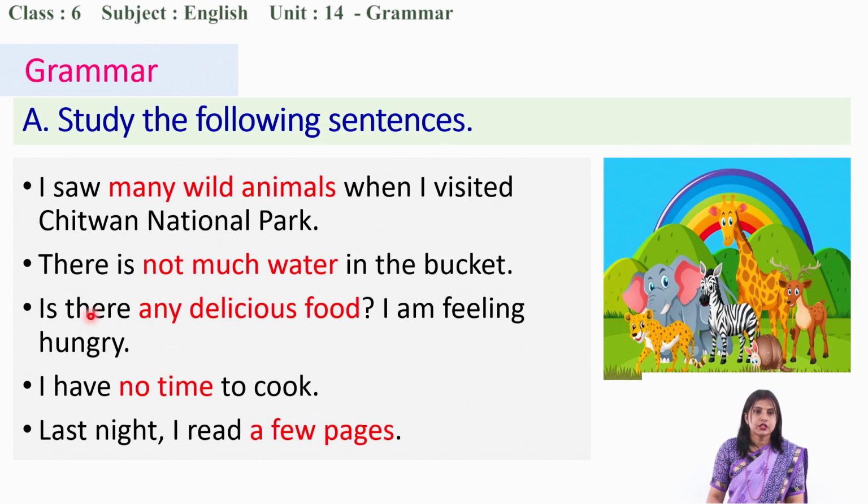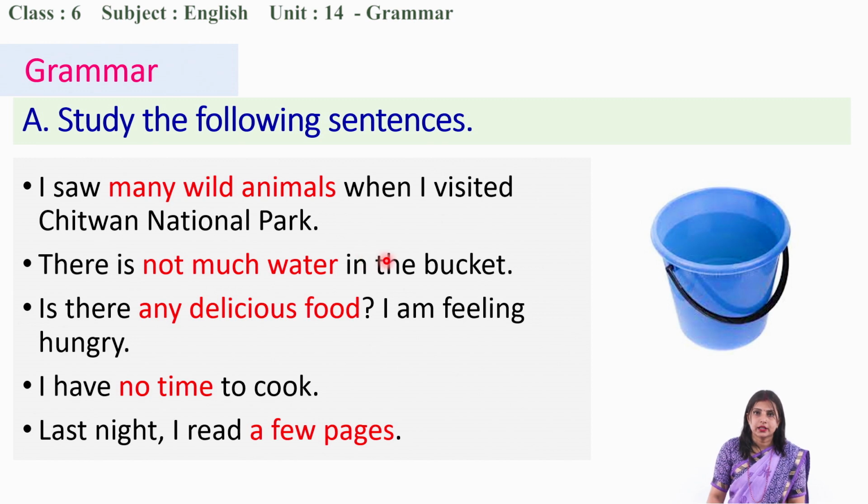Now the next one. There is not much water in the bucket. Not much water. You see, in the bucket there isn't much water. Water is uncountable. So what has been used here? Much. Good. Because water is uncountable, much has been used.